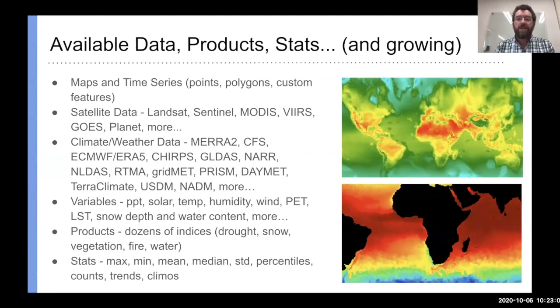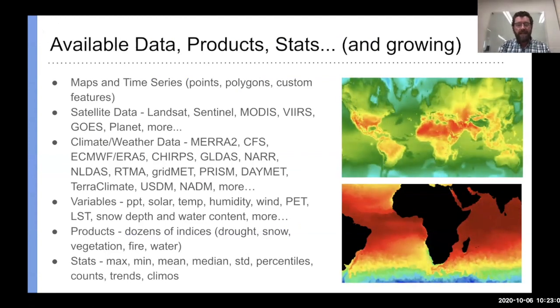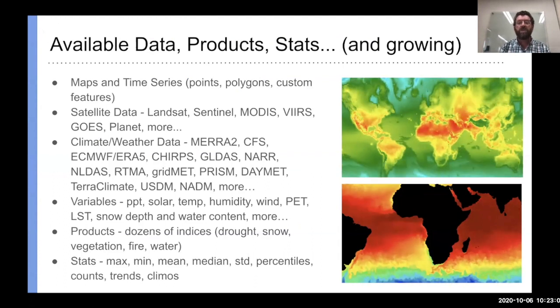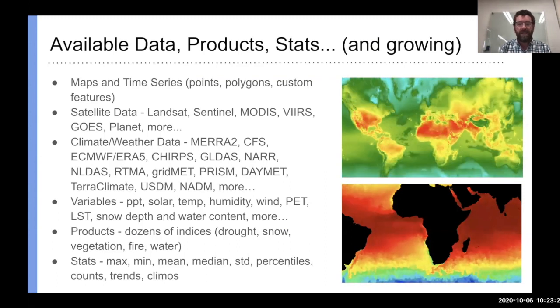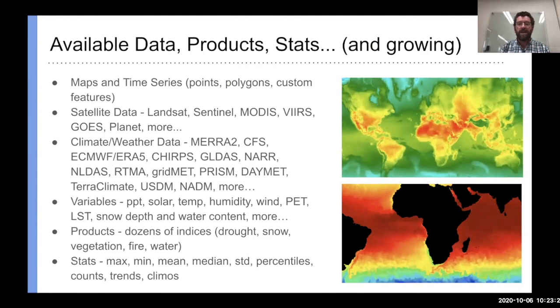So just real quick, available data product stats and things are growing. The main two features of the application are maps and time series, where with the time series, you can yank out time series for points, polygons, or custom features. With satellite data, we have Landsat, Sentinel, MODIS, VIIRS, GOES. We are working with Planet in a partnership to be able to explore Planet data and also purchase Planet data through the web application.